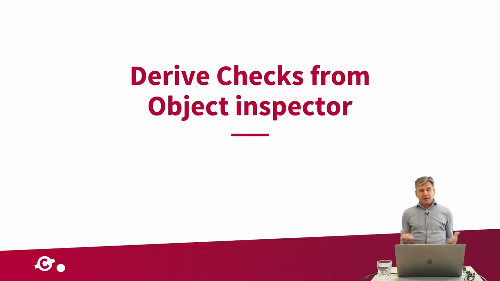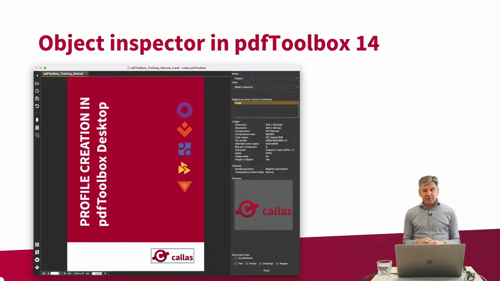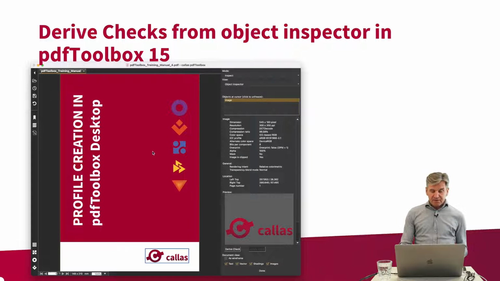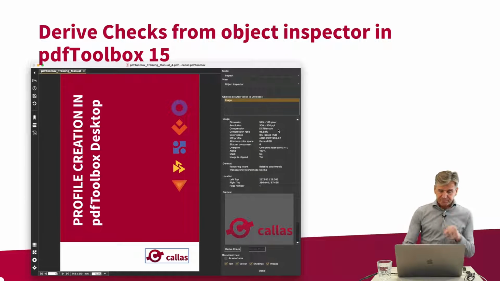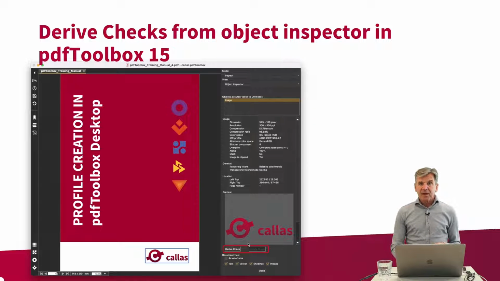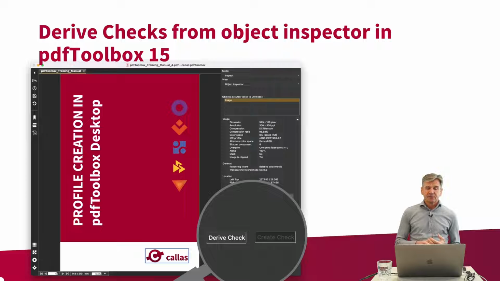The next feature is, I assume, interesting for everybody. This was one of the features that Zara was responsible for in development. She was in charge of this derived checks feature in the object inspector. So what does it do? You probably know the object inspector. It's a nice tool. You can select an object, and on the right-hand side it gives you lots of information, in this case about this callas software logo, such as image resolution and so forth. In pdfToolbox 15, you have two new buttons here, derive check and create check.